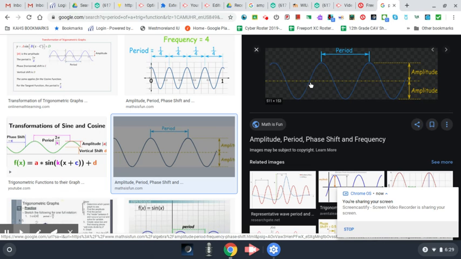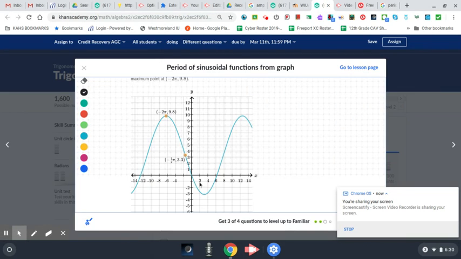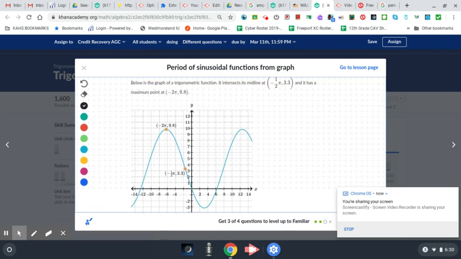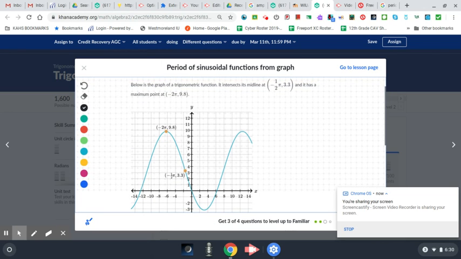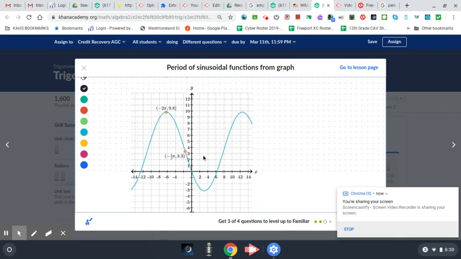You could also start from the midline. If you go up, the whole way down and back up, and then it starts again, it's going to have the same length. This would be the period if you're starting from the midline. It's going to be the same exact length as the period if you're starting from the maxes or the mins for that matter.